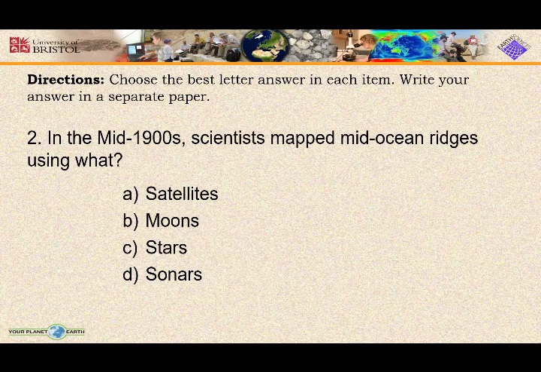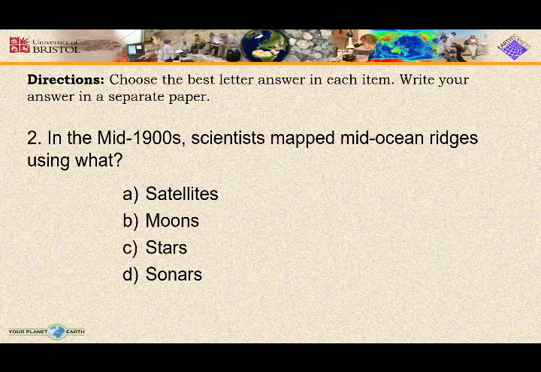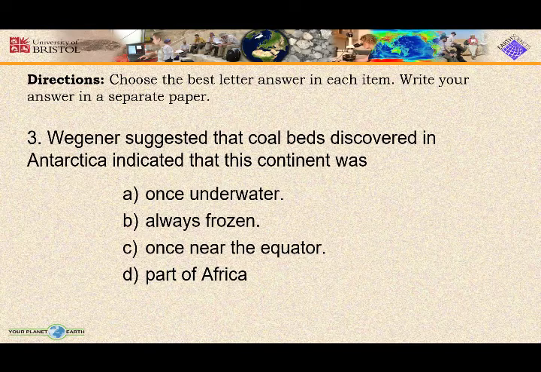Number 2. In the mid-1900s, scientists mapped mid-ocean ridges using what? A. Satellites, B. Moons, C. Stars, or D. Sonars. Number 3. Wegener suggested that coal beds discovered in Antarctica indicated that this continent was A. Once underwater, B. Always frozen, C. Once near the equator, or D. Part of Africa.